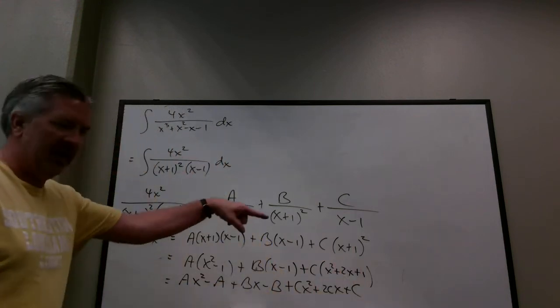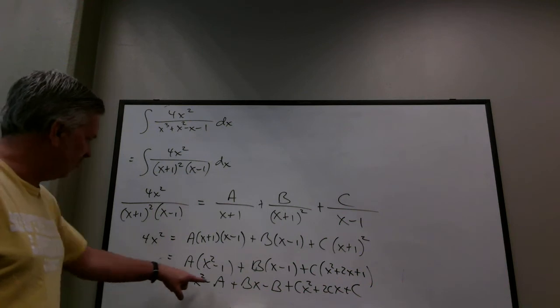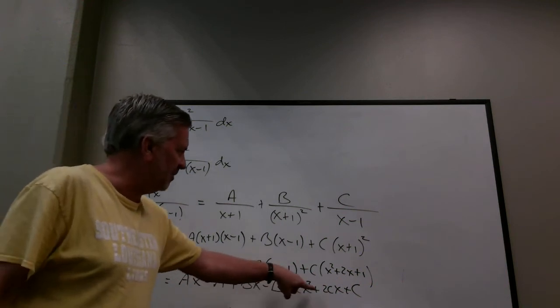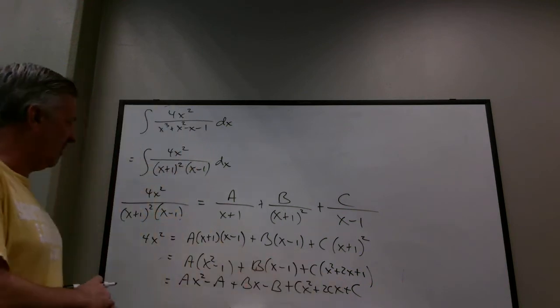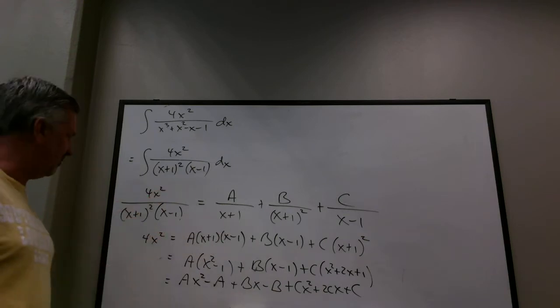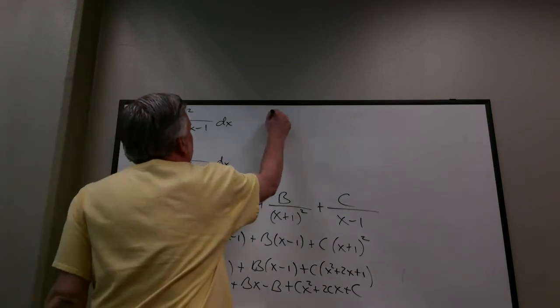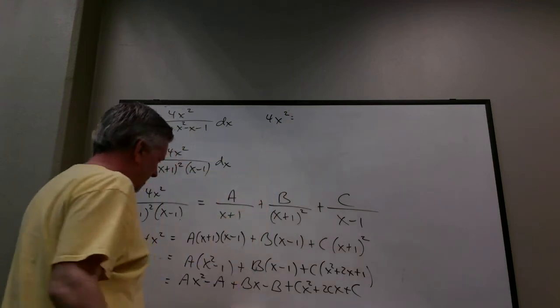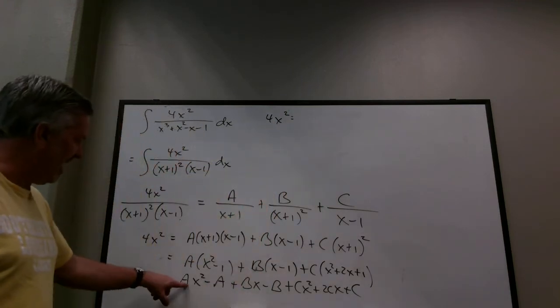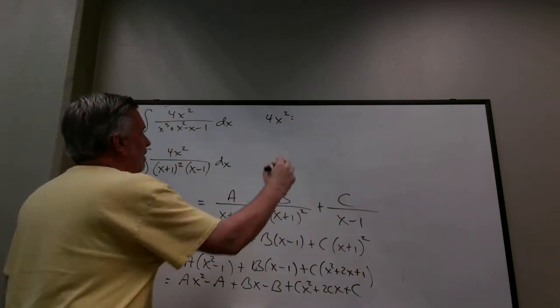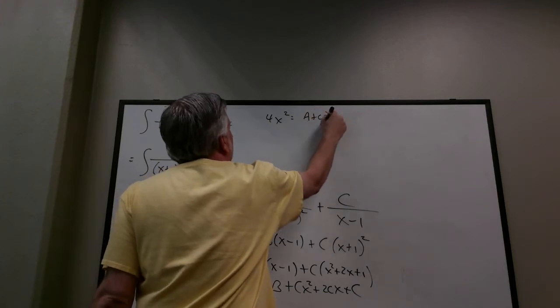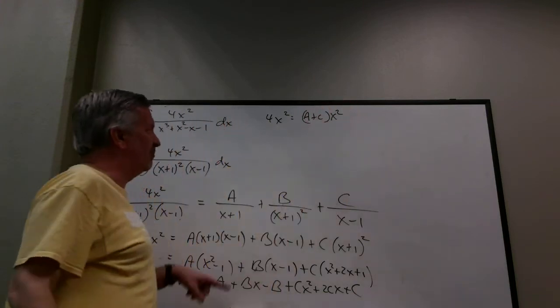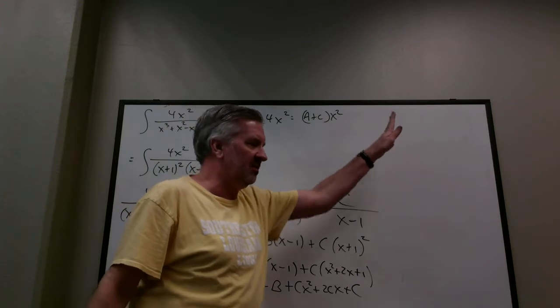So I just distributed the a, the b, and the c. Ax squared minus a, bx minus b, cx squared plus 2cx plus c. Okay, so I want to rearrange and put the terms together. So I get 4x squared. Now where are the x squared terms? I've got ax squared and cx squared. So that's a plus c times x squared. See what I'm doing? I'm writing this as something x squared plus something x plus a constant.